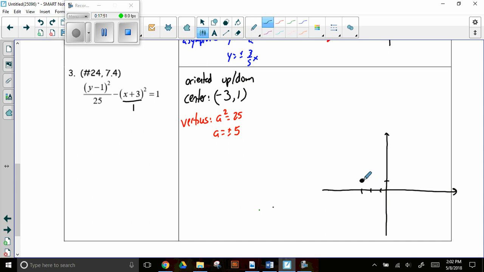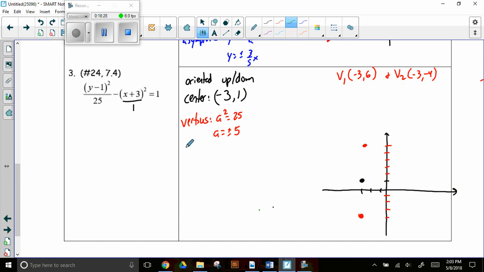With my vertices, I know that it's oriented up and down. So what my vertices mean is I start at my center and count up 1, 2, 3, 4, 5 from the center, and down 1, 2, 3, 4, 5 from that center. And so our vertices, V1 is going to be the point negative 3, 6, and V2 is the point negative 3, negative 4. So it's not just 0, your value for A. You have to actually count up, down, left, or right from your center, depending on if it's oriented up, down, or if it's oriented left and right.